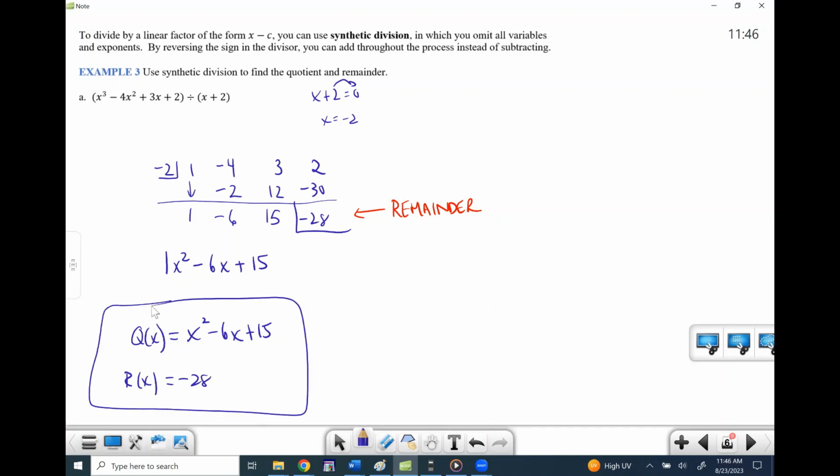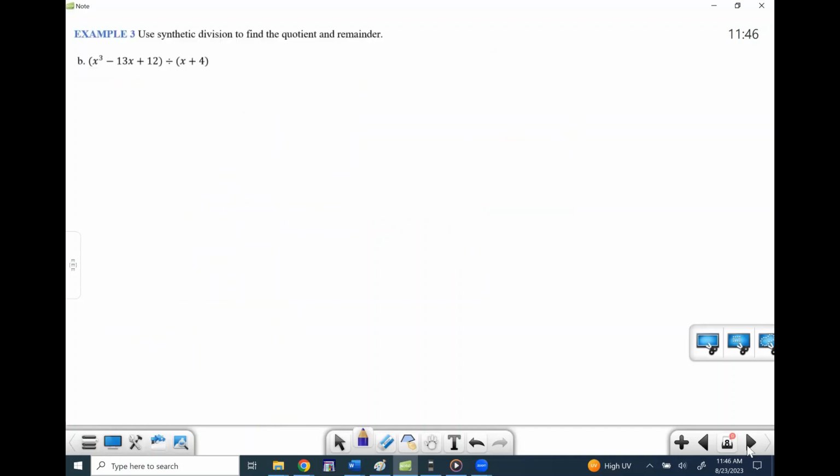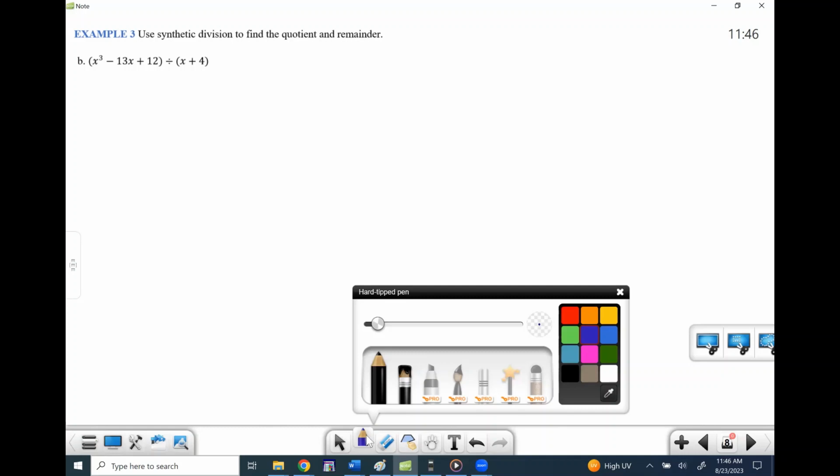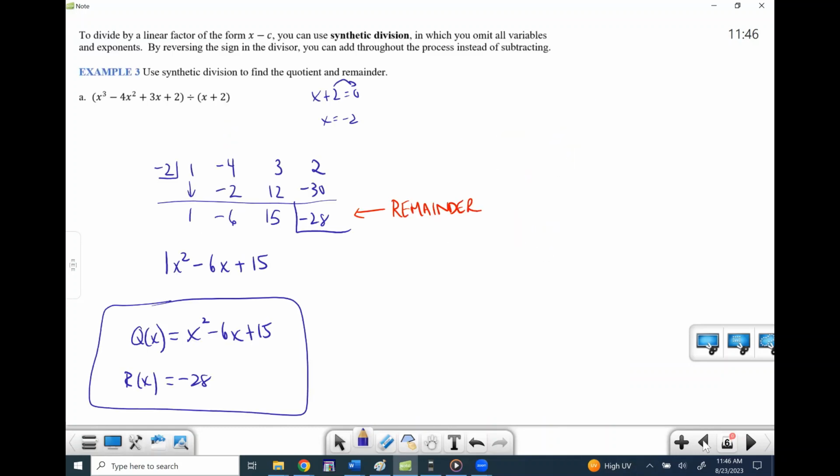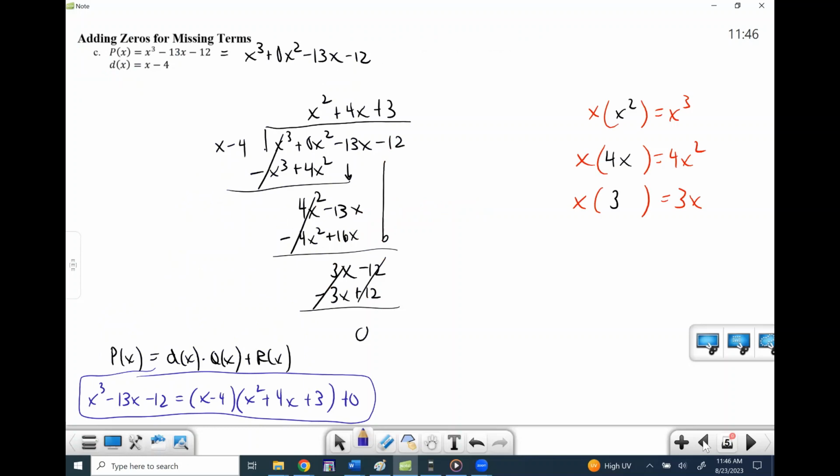All right, let's try another one. I love these. Use synthetic division. In this one, we did this earlier, by the way. I think this is the same one. We'll give them a check. It is. It's this one.